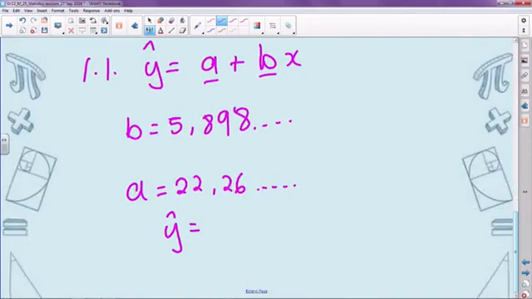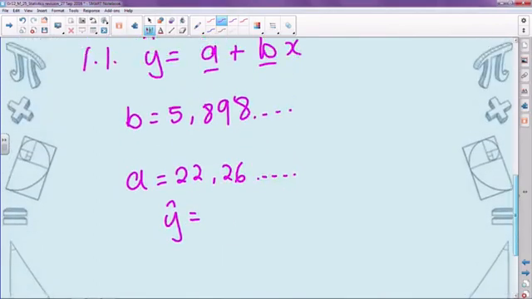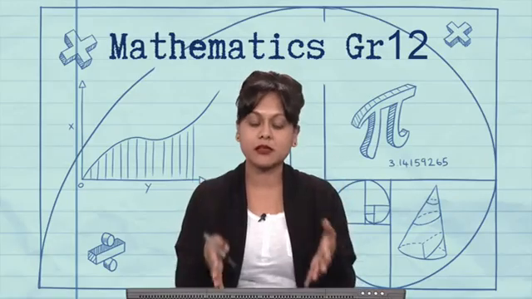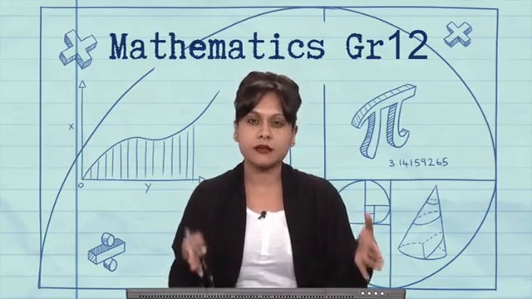Y hat is equal to A, which is 22,26, plus B, which is 5,89. If we round that up, 5,9 times X. All right. Okay, you need to get that part right. That is the key part in this question, because all the questions that follow are going to be based on this line that you found.